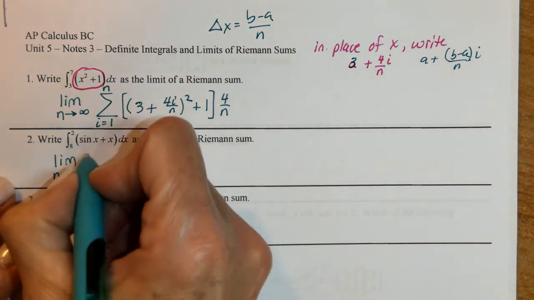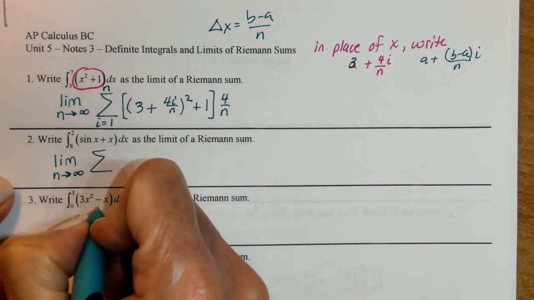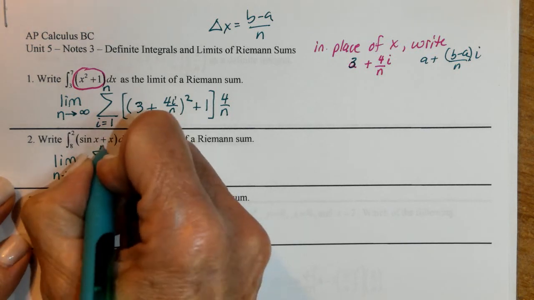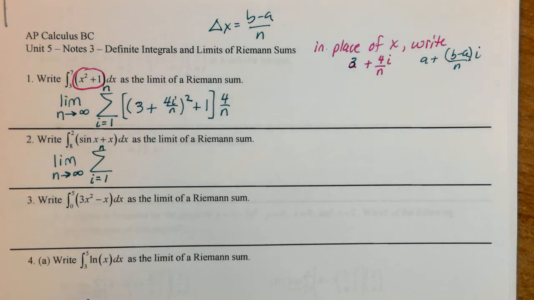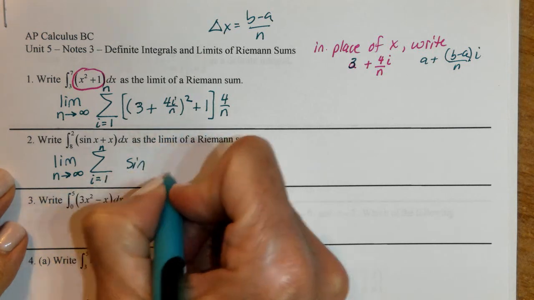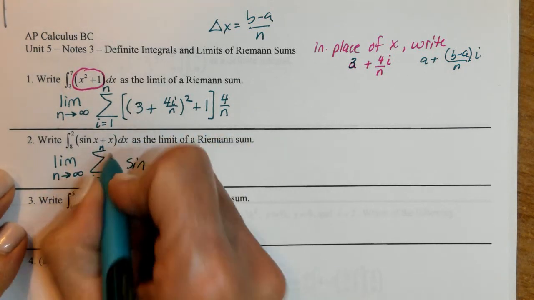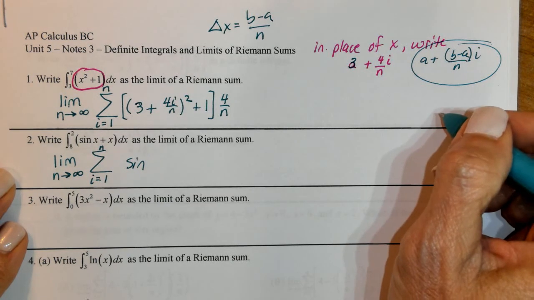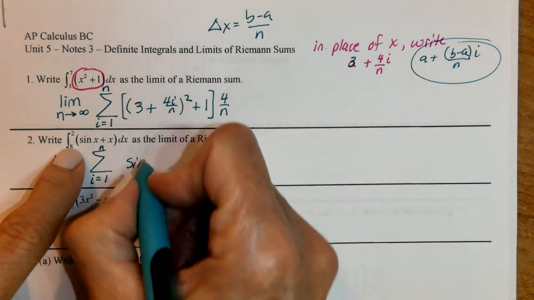So the limit, sum, this time, well, I'm going to stick with i, 1 to n. Next time I might change to k or some other letter. 1 to n. All right. Sine of x. Well, in place of every x, I'm going to write that. So what is a? A is 8.